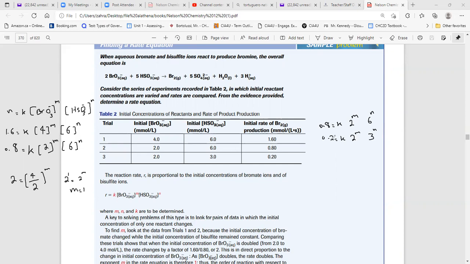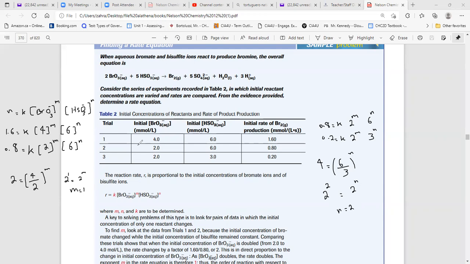So 0.8 divided by 0.2 is 4. k divided by k is 1, 2 to the power of m divided by 2 to the power of m is 1, and 6 to the power of n divided by 3 to the power of n is 6 divided by 3 to the power of n. So 4, you can write it as 2 to the power of 2. 6 divided by 3 is 2, so it's 2 to the power of n. Since the bases on both sides are the same, the powers should be the same. So n is equal to 2. So I got m and n.